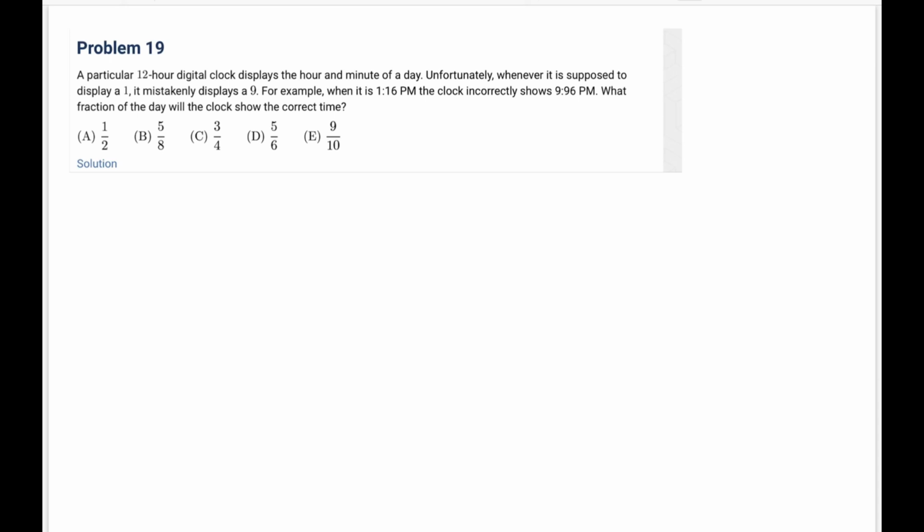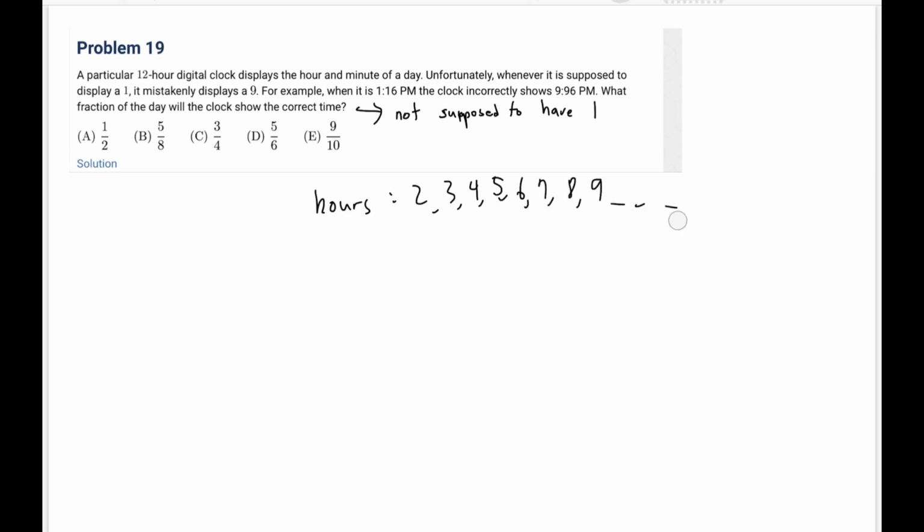Problem 19. A particular 10-hour digital clock displays the hour and minute of the day. Unfortunately, whenever it's supposed to display a 1, it mistakenly displays 9. What fraction of the day will the clock show the correct time? Okay, so the correct time would be when it's not supposed to have a 1. So the hours could be 2, 3, 4, 5, 6, 7, 8, 9, and then 10, 11, 12 can't be used because there is a 1 in them.